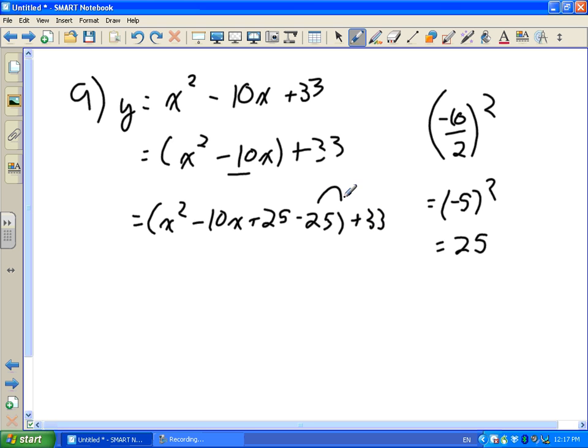And we know I have to bring negative 25 to the outside. So I'm left with x squared minus 10x plus 25, and then negative 25 plus 33.